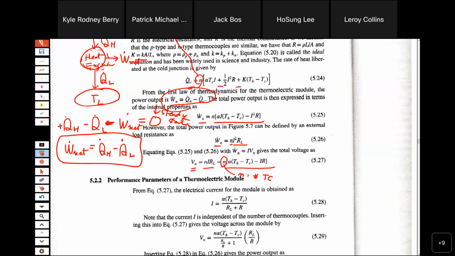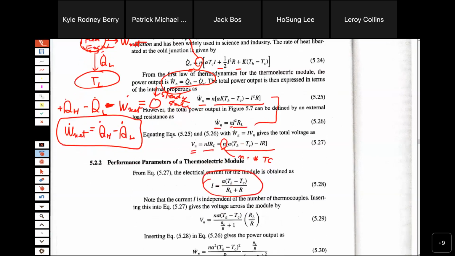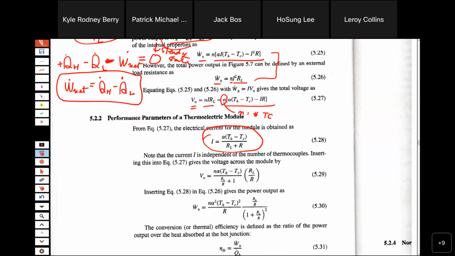Number of thermocouples, so that we can calculate the voltage. And if you combine these two, we can come up with this. This is a beautiful current. It must be this equation. Current has nothing to do with N, it is canceled. It is Seebeck times TH minus TC over RL plus R. So that's the current we can calculate, and voltage we can calculate, and the power we can calculate.